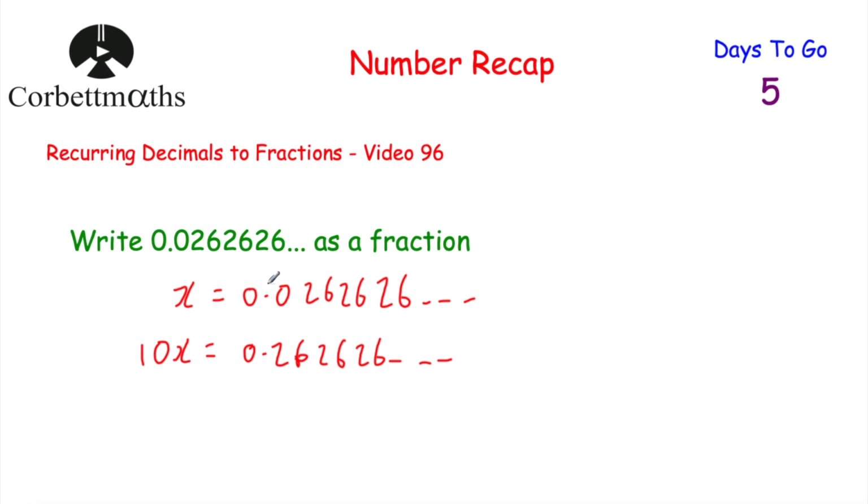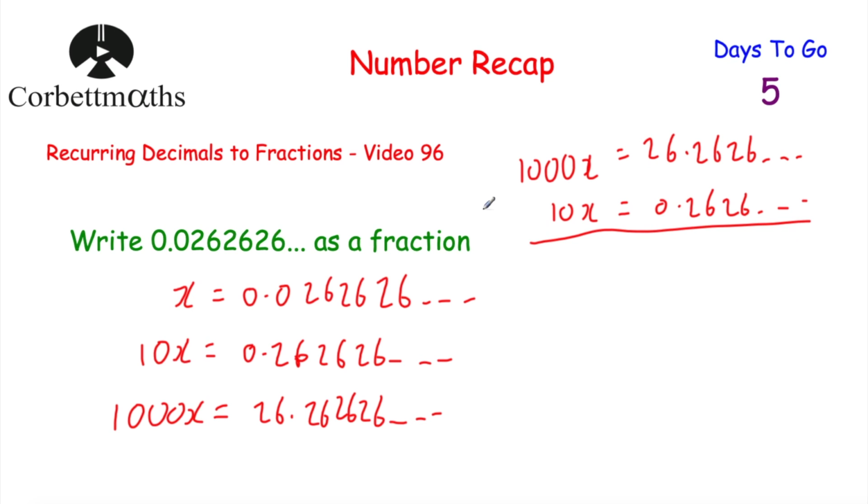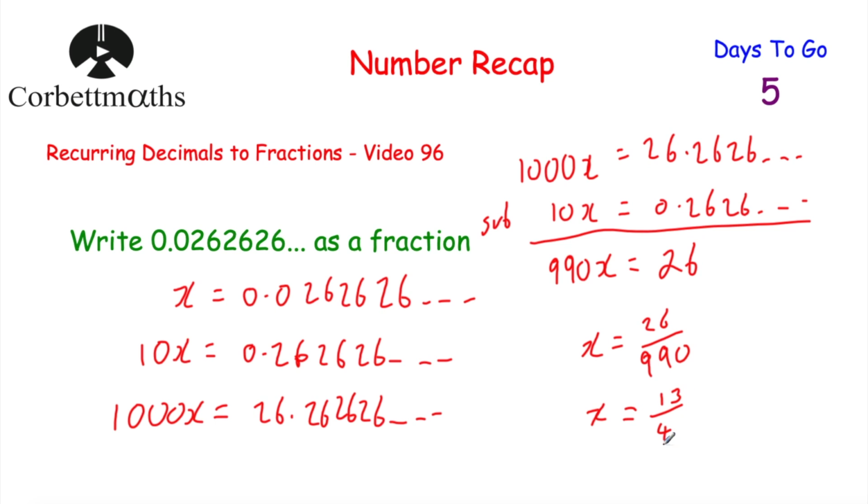And then if we go back up, if we times this by 1,000, we would get 26.262626. So 1,000x would be equal to 26.262626 and so on. And then we take these away from each other. So we subtract those. We then get 1,000x take away 10x is 990x, and then that's equal to, on this side, we'd just be left with 26. And then we divide by 990, so we get x is equal to 26 over 990, and then you just cancel that down. And that's equal to 13 over 495.